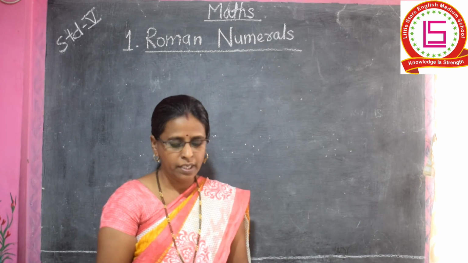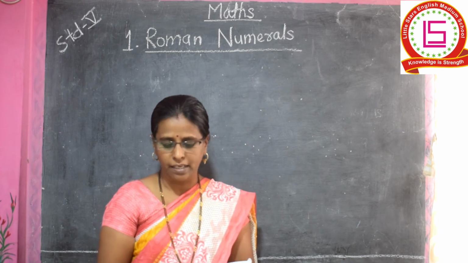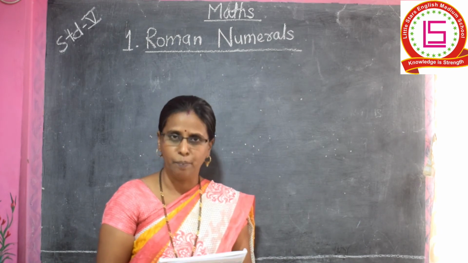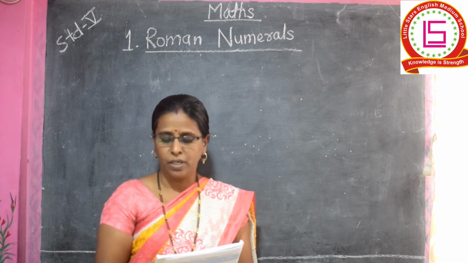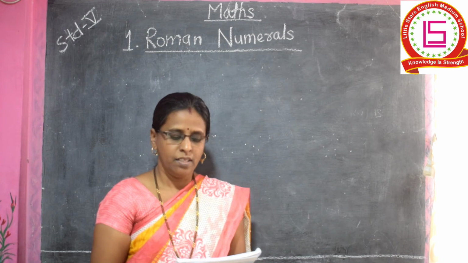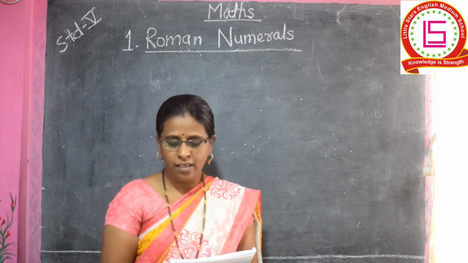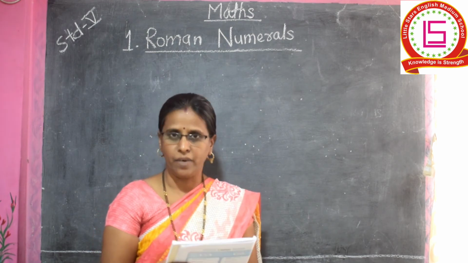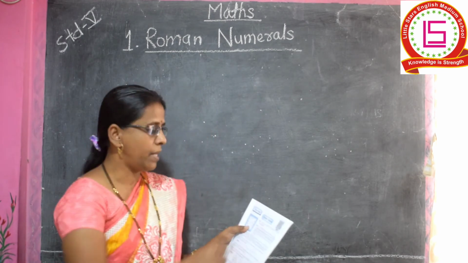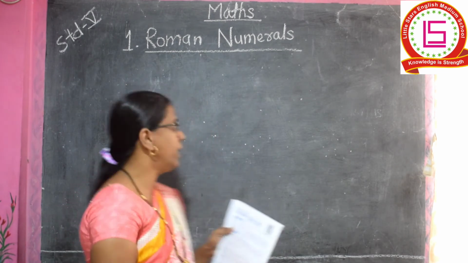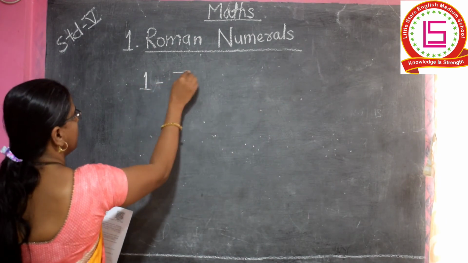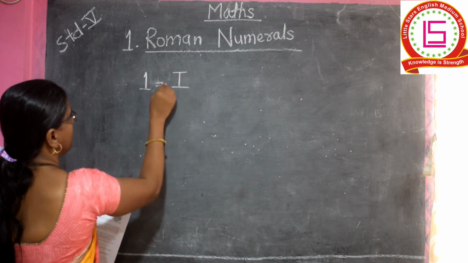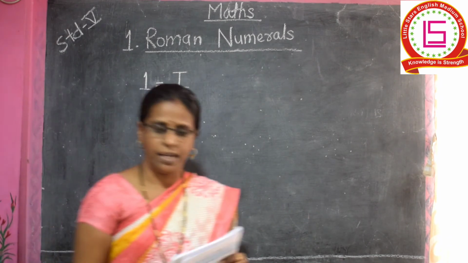In Europe, in the old times, Roman capital letters were used to write numbers. That is why they were called Roman numerals. The letter I was the symbol used for 1. Here I represents which number? Number 1. 1 is equal to I.